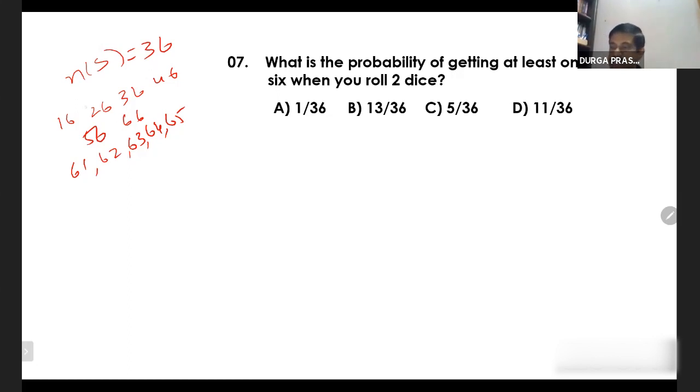So n of S is 36. This is n of E. So how many are there in n of E? 1, 2, 3, 4, 5, 6, 7, 8, 9, 10, 11. So it is 11 out of 36 possibilities. So option D satisfies.